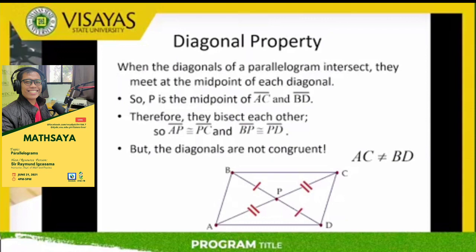The diagonals are not necessarily congruent, so you cannot tell that AC is congruent to BD. There are some instances, of course, but in this case we cannot always tell that all parallelograms have congruent diagonals. Although there are some types of parallelograms where, if you draw the diagonals, you can have two congruent diagonals. So later, we can tell.